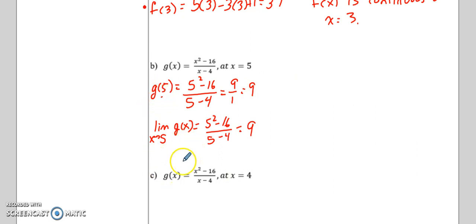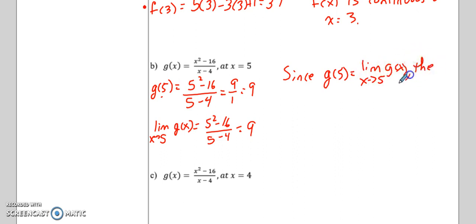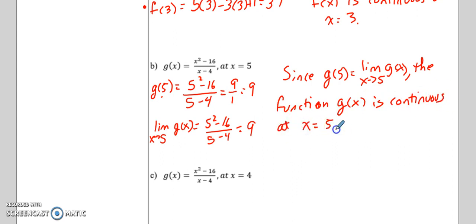Is the function value equal to the limit? So we write that last sentence. Since g of 5 equals the limit as x approaches 5 of g of x, function g of x is continuous at x equal 5.